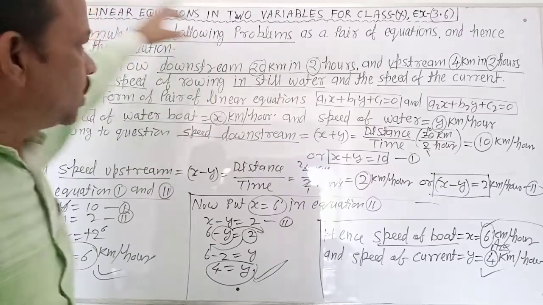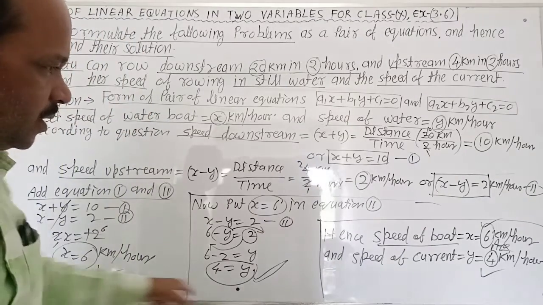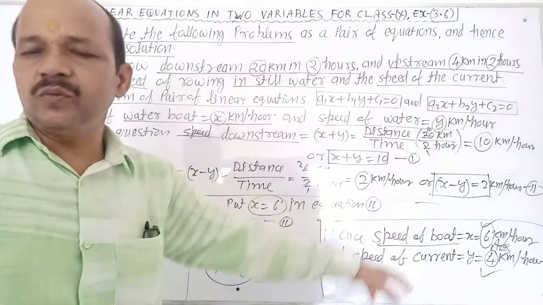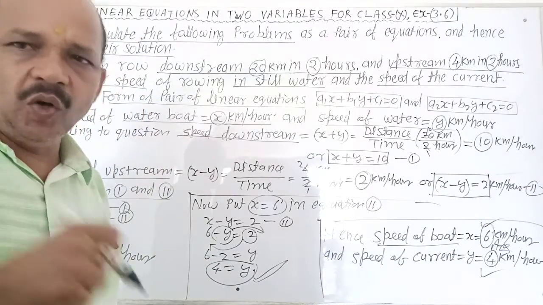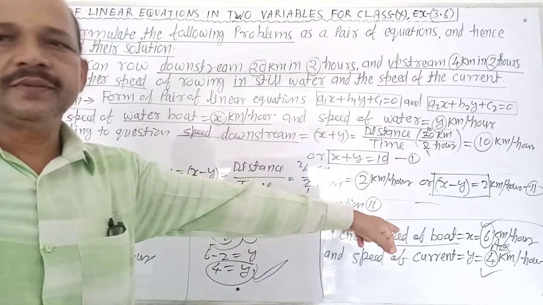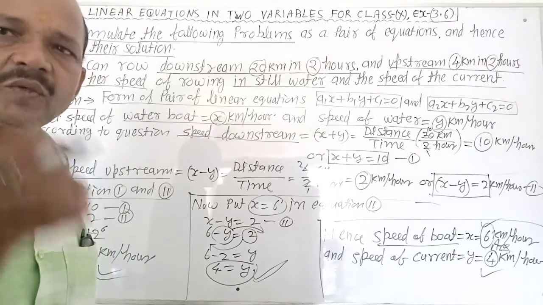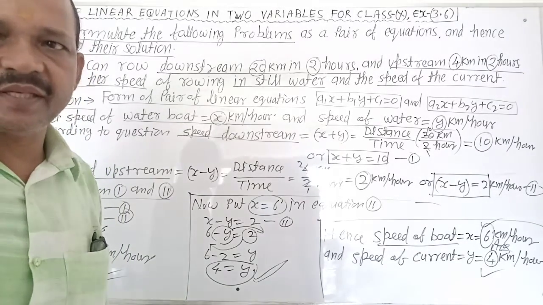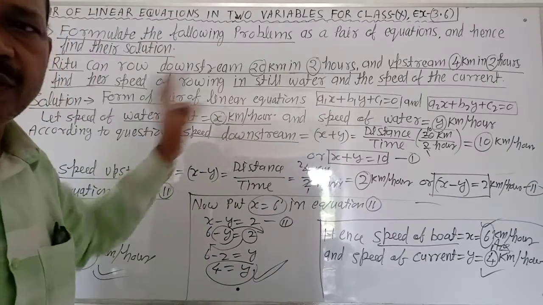You solve your question and you find the value of x and the value of y. It means you find the speed of boat and the speed of current, meaning water. In this way you can solve any question very easily. Clear? No confusion about it?